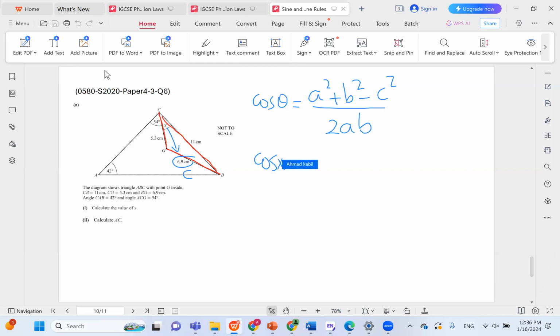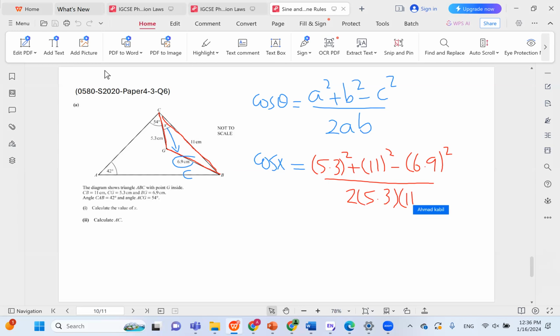And remember, you don't randomly pick values for A, B, and C. The C in particular has to be the side opposite to the angle that we're looking for. Of course, here, instead of theta, I can just write X. So cosine X equals, and then A is 5.3. It doesn't really matter where you put A and where you put B because it'll be the same. But anyway, 5.3 squared plus 11 squared minus 6.9 squared divided by 2AB, so everything except for the C, which is the opposite side. So 2 times 5.3 times 11.